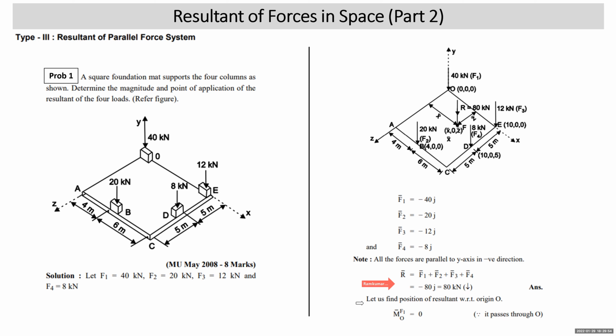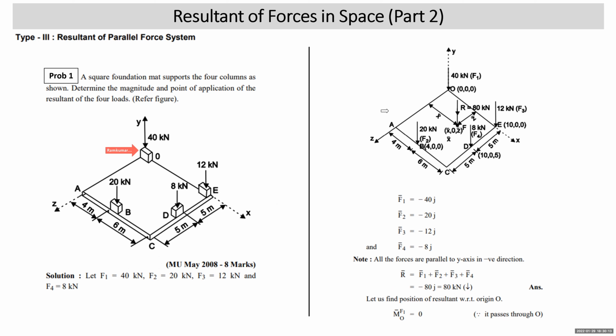Now, to find the position of the resultant with respect to the origin, you will understand that the moment of one force is 0. Why is the moment of F1 about O 0? Since it is passing through O. The other 3 forces will give moment about O. So we'll apply Varignon's theorem with respect to point O.